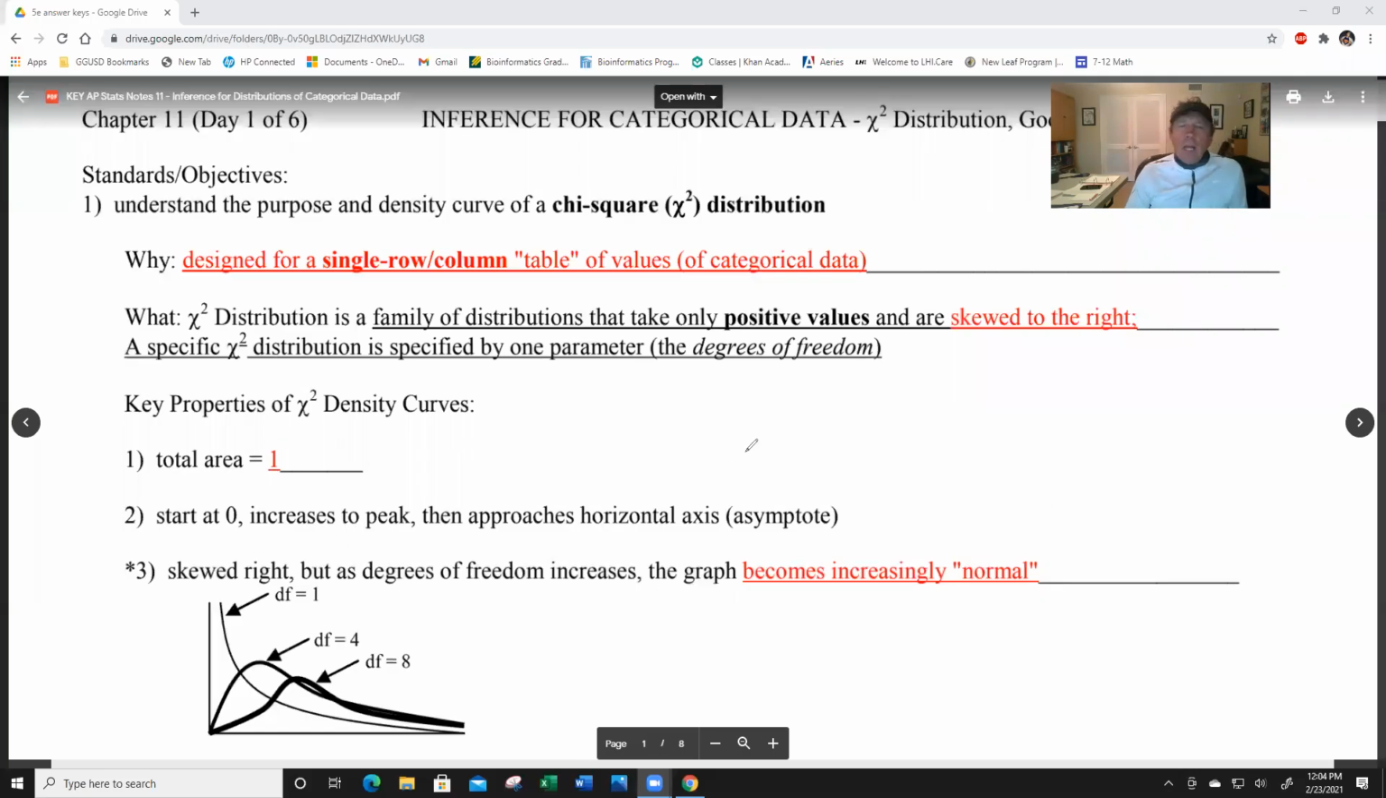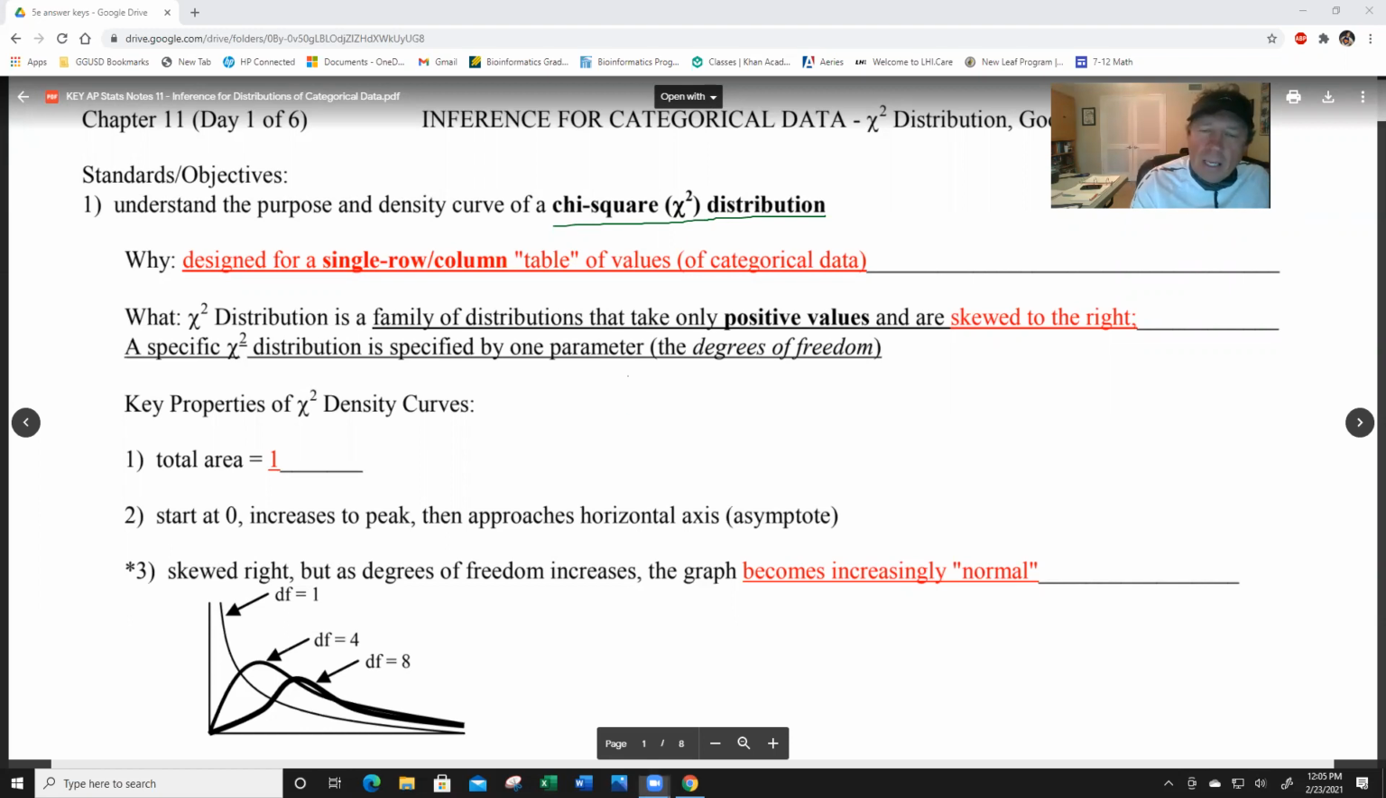Okay, this is chapter 11, day 1. We are now in the chi-square distribution. Pretty cool. We're going to be doing our 5th and our 6th statistical tests, okay? Let's review them real quick. Don't write this down. Let's review them, all right?